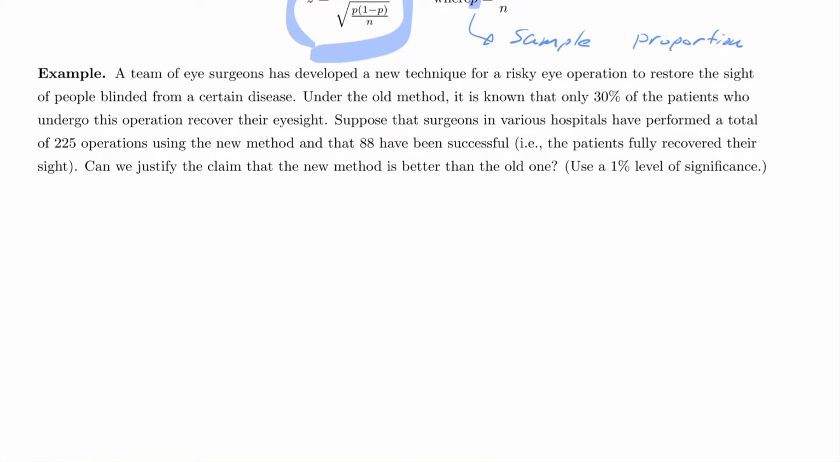A team of eye surgeons has developed a new technique for a risky eye operation to restore the sight of people blinded from a certain disease. Under an old method, it is known that only 30% of the patients who undergo this operation recover their eyesight. Suppose that surgeons in various hospitals perform a total of 225 operations using this new method, and that 88 have been successful, i.e., the patients fully recover their sight. Can we justify the claim that the new method is better than the old one? Use the alpha level of significance 0.01.